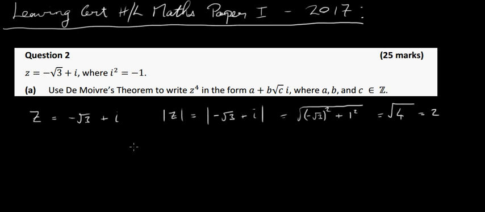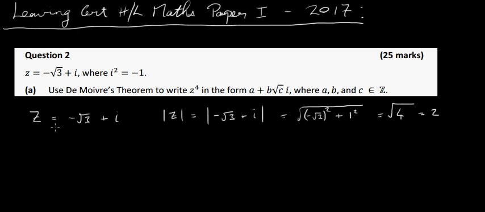And we've got to use de Moivre's theorem to write z to the power of 4. So we've got to raise this complex number to the power of 4 here and write our answer in this format here. So what we need to do here is to use de Moivre's theorem. We've got to convert this to polar form first. So what we need is to work out the modulus first and then theta.